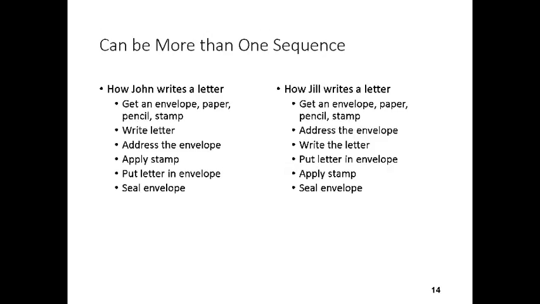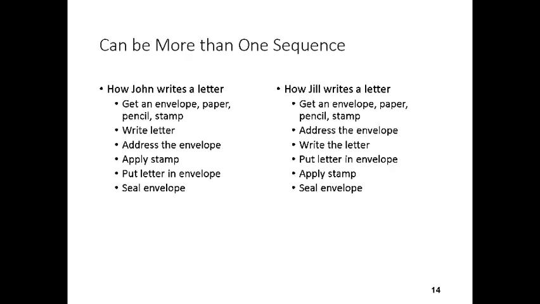Okay, so at the beginning of the lecture, we talked about how everyone does task analysis, but no one can agree on how to do it. Along the same line of thinking, a goal may be met by completing tasks in different sequences. Your task analysis might look different from another person's task analysis, and that might be perfectly fine. The way that John writes a letter, for example, is as follows. He gets an envelope, paper, pencil, and stamp. He writes the letter, addresses the envelope, applies the stamp, puts the letter in the envelope, and then seals the envelope.